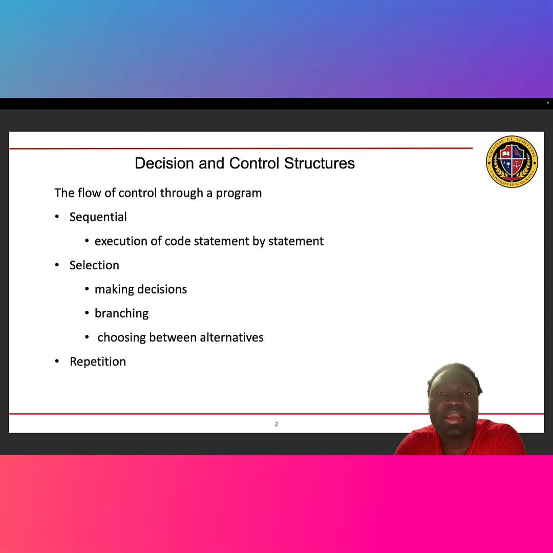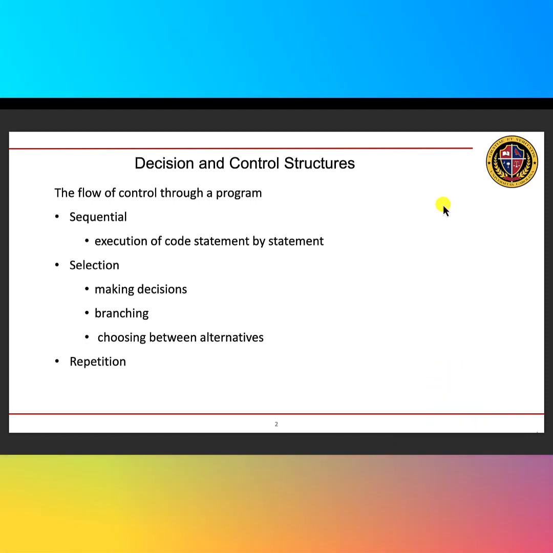For today, let's look at decision and control structure. Let's recall that in our first lecture, we explained computer programs as the steps of instructions that the computer follows to perform a task. Now, these steps of instructions have a flow of logic. They can either be sequential or selective or repetitive. And these define control of a program.